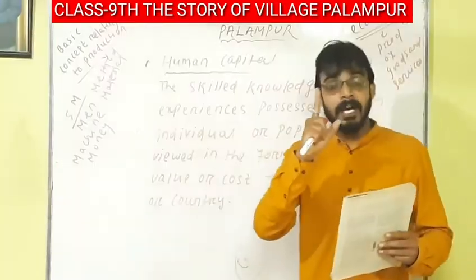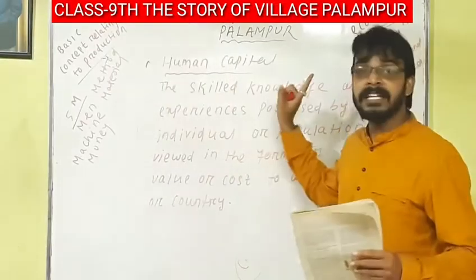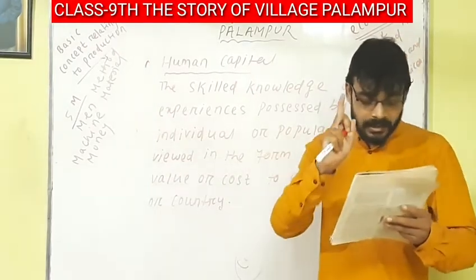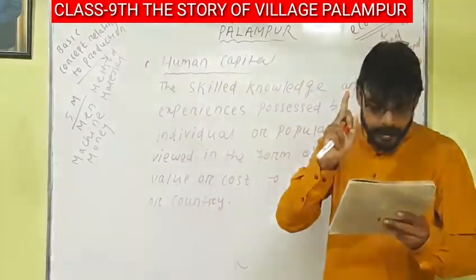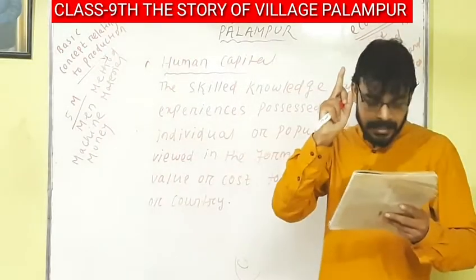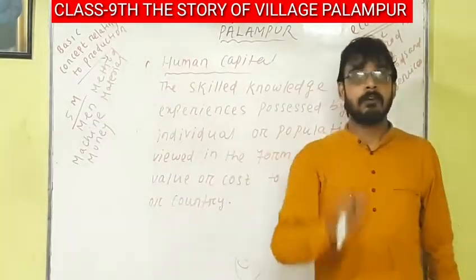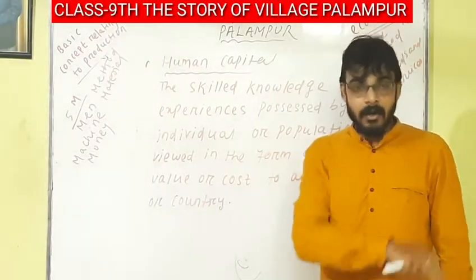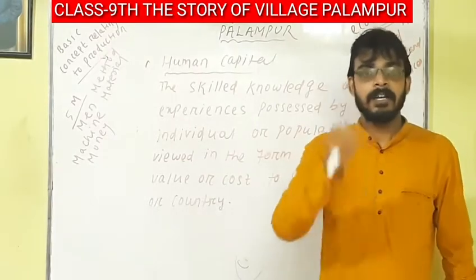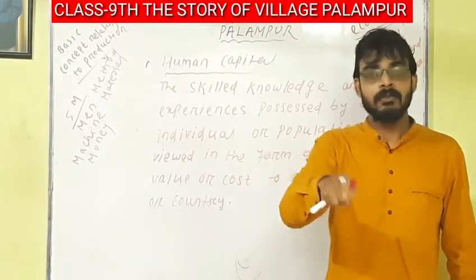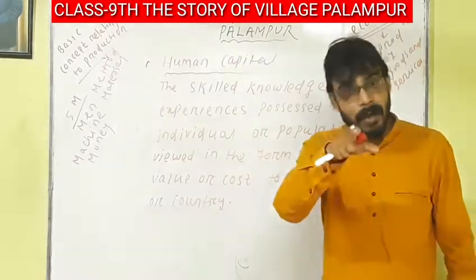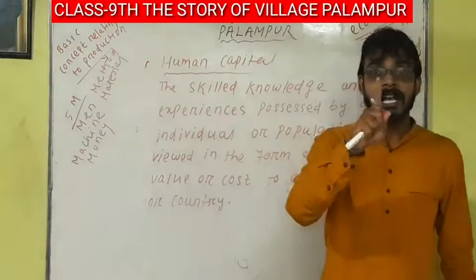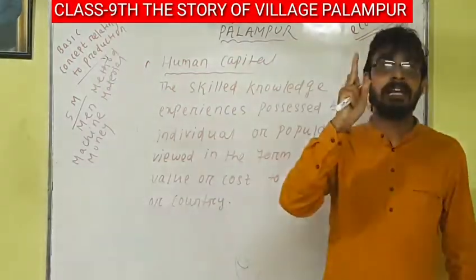The fourth requirement is human capital. You will need knowledge and enterprise to be able to put together land, labor and physical capital and produce an output. That means unless there is human capital, the other factors, land, labor, and physical capital, cannot be used on their own. Someone needs to use them. Who will use them? Manpower, which is known as human capital.